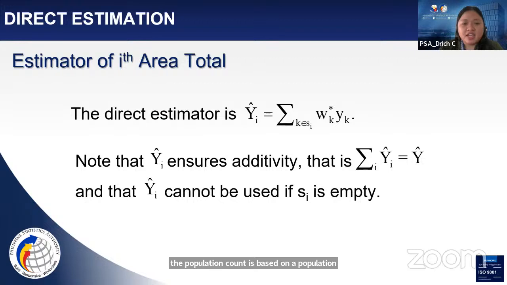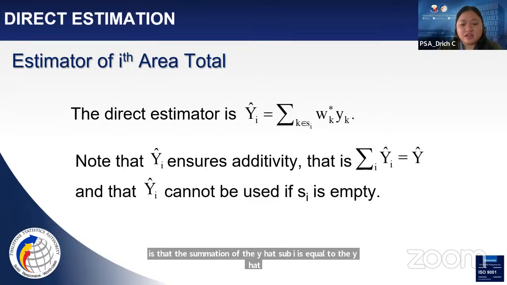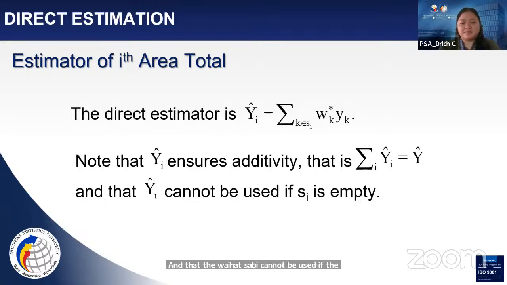So in estimating the ith area total, the direct estimator is referred to as y hat sub i. Noting that y hat sub i ensures additivity, it means we can add the per-domain results and we will still get the national or country-level results. That is, the summation of y hat sub i is equal to y hat, and y hat sub i cannot be used if the sample is empty.